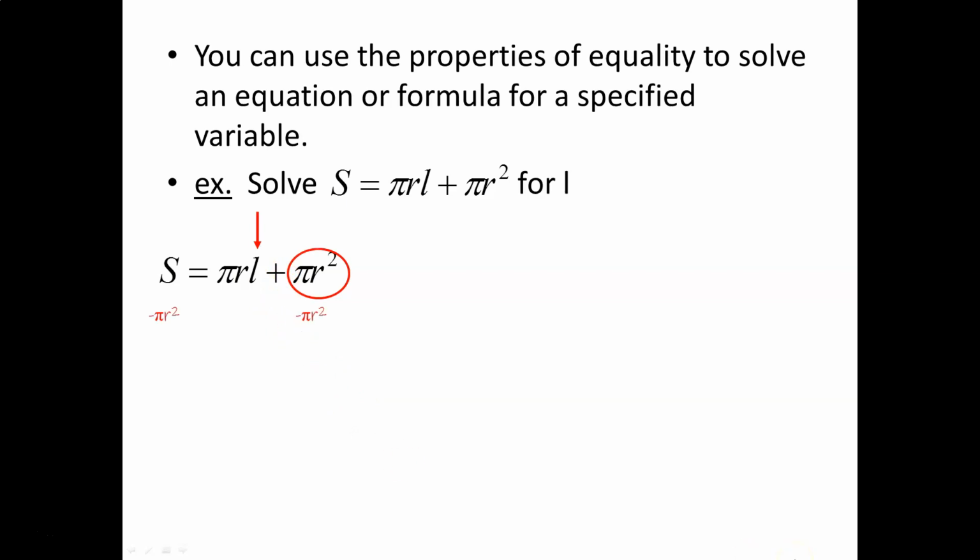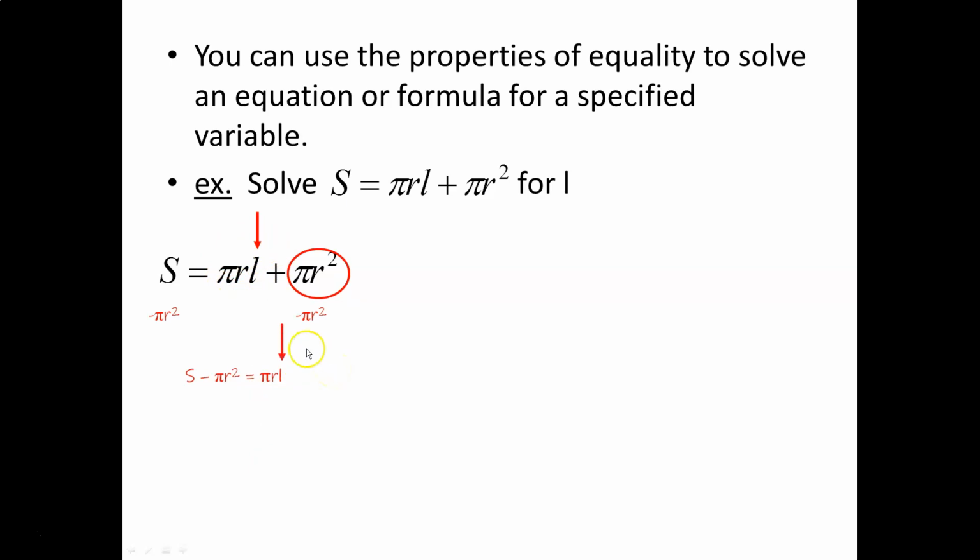Now, it's important to know you cannot combine s and pi r squared. They're not like terms. So you just leave them there. s minus pi r squared. And then we have our pi r L left on this side. So where's L? There's L.